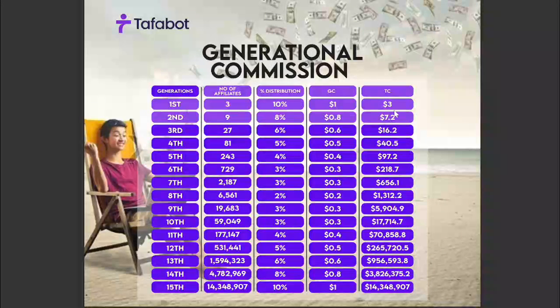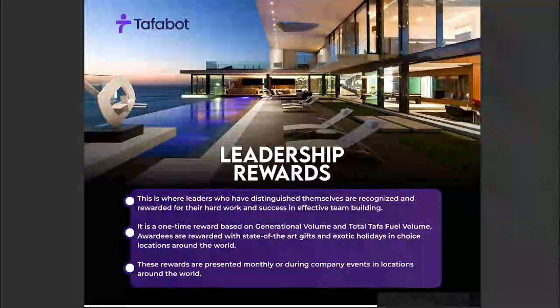But get started from making $3, get started from making $16. I told you all the cents put together will give you the $1, the $2, the $100 and all that. So you can see how you can put them cumulatively and you can begin to earn until you get to the 15th generational volume. So this is how amazing it is to earn from Tafa.